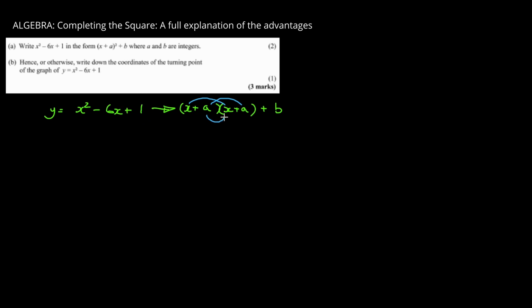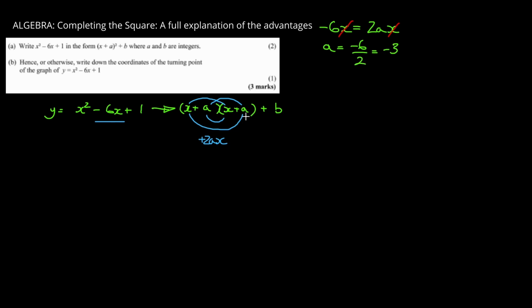Now what about these two? This is going to be a times x, and this is going to be another a times x. So this on its own will generate plus 2ax. There's nothing else in this relationship that will generate the 6x. So our conclusion from that analysis is that negative 6x must equal 2ax. Well, the x's cancel. We get that a is equal to negative 6 divided by 2, which is equal to negative 3.